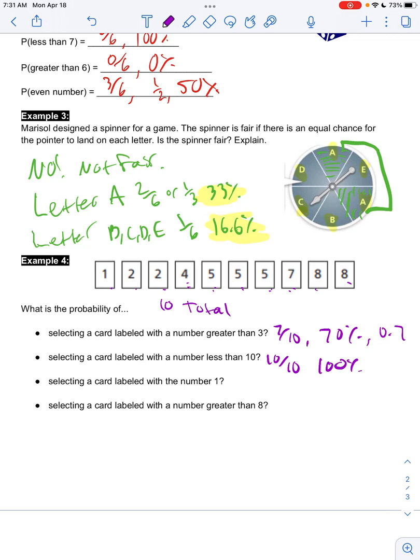Selecting a card with the number 1 on it. I see one card that has that out of 10 total, which is 10%. And selecting a card labeled with a number greater than 8. I do not see any numbers greater than 8. So in this set, that is impossible, which gives us a 0%.